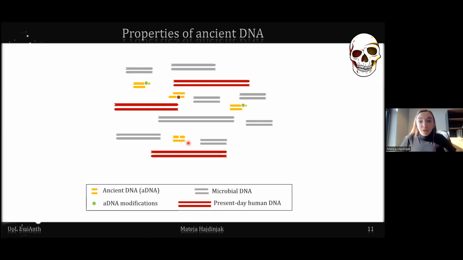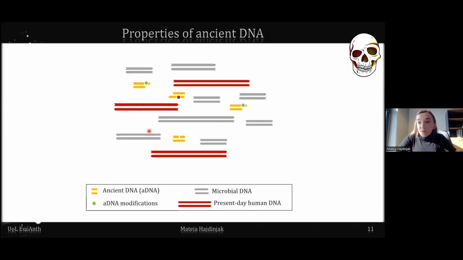And this is due to the fact that after an organism dies, its DNA, which is here in these yellow-orange bands, starts degrading, becoming shorter and shorter over time, but also it accumulates certain modifications. At the same time, microorganisms and fungi that colonize the remains leave their own DNA behind.